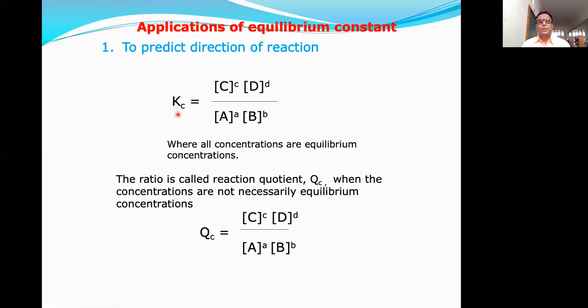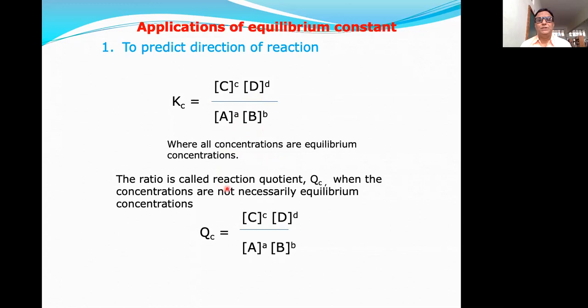You know that the equilibrium constant Kc is equal to concentration of C raised to c into concentration of D raised to d divided by concentration of A raised to a into concentration of B raised to b. Okay. Where all concentrations are equilibrium concentrations.